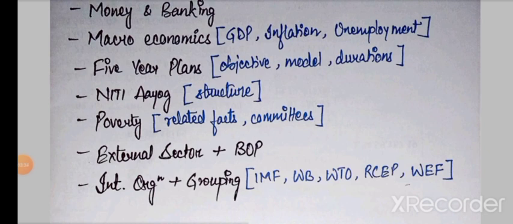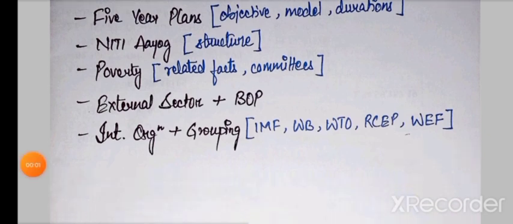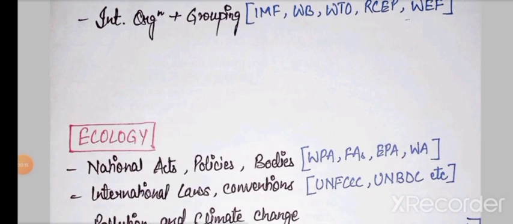External sector and BOP are not required. International organizations and groupings are very much important. You can read about IMF, World Bank, WTO, RCEP and the World Economic Forum, and the reports they publish. It's also very important because sometimes it has been asked.